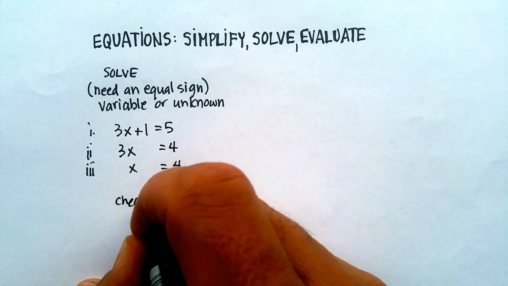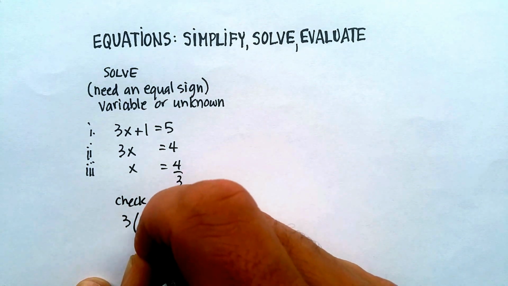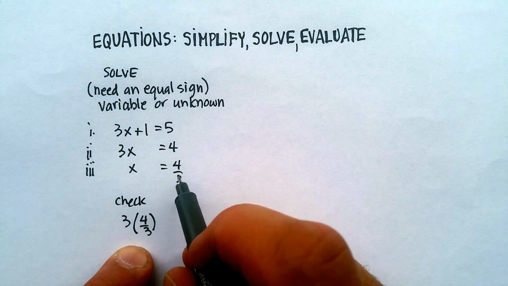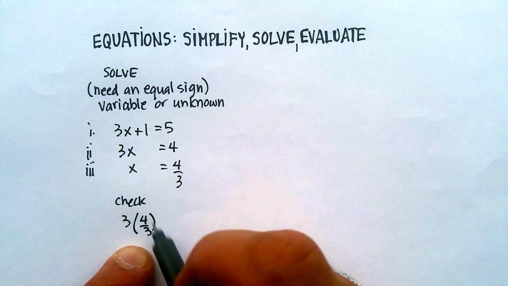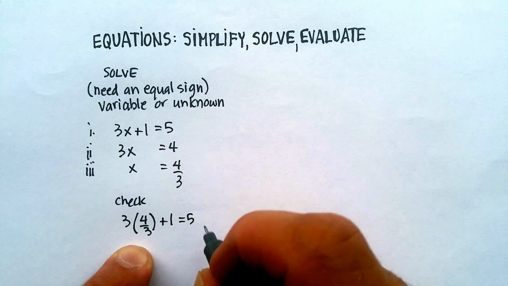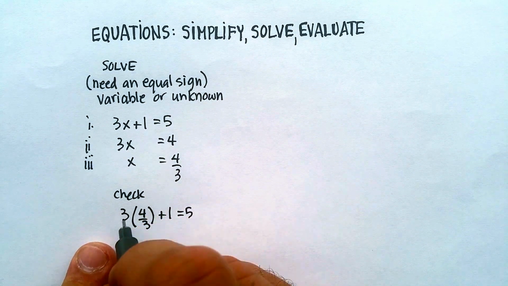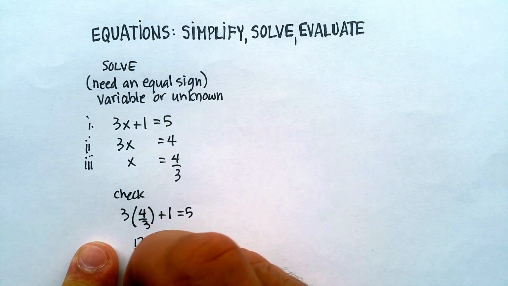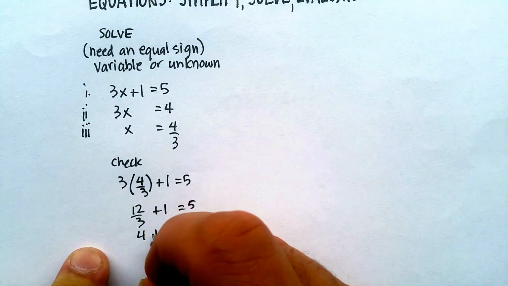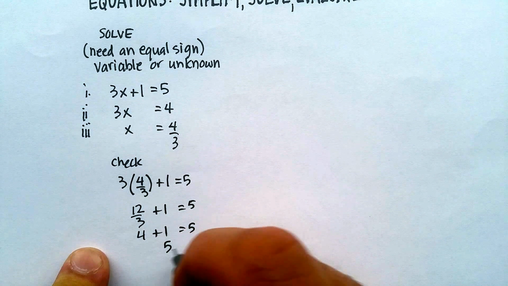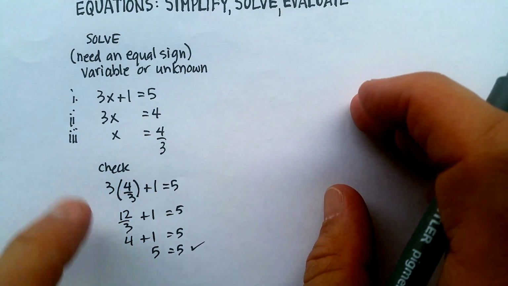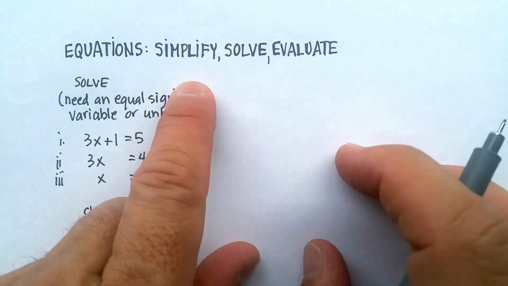Okay, so that's called a check. So you'd say 3 times 4 over 3. Always put whatever you have solved for back in parentheses when you replace the x. Do it like that. And then see if both sides are equal to one another. So 3 times 4 is 12 over 3 plus 1 is equal to 5. That becomes 4 plus 1 is equal to 5, and that is 5 is equal to 5. So that is checked. Now, what I have done here is similar to what these other two words are.